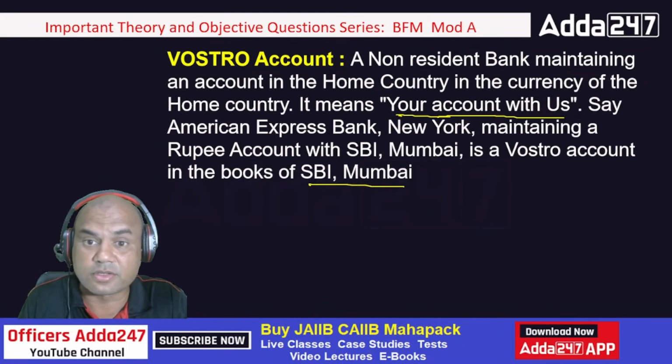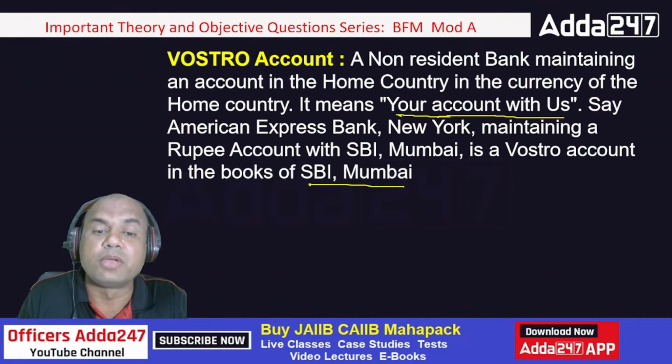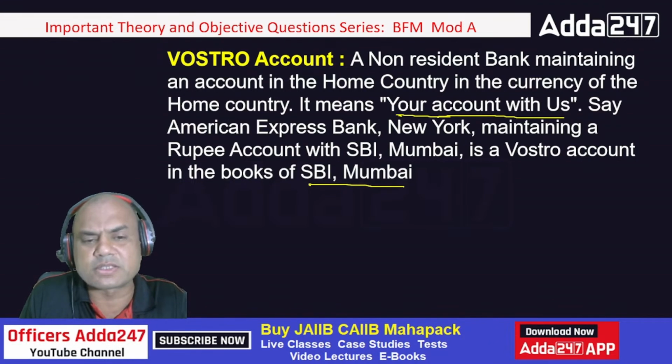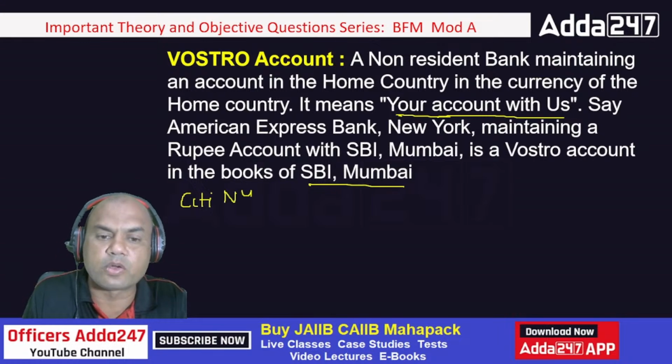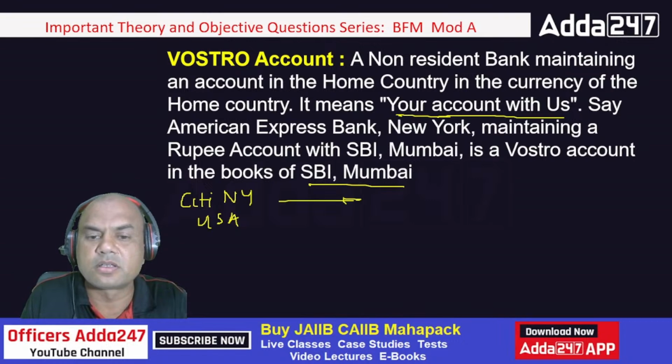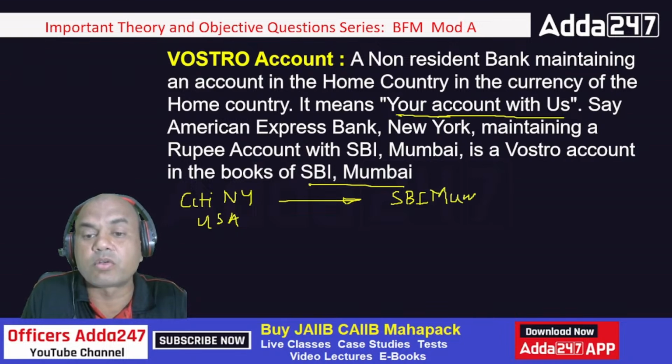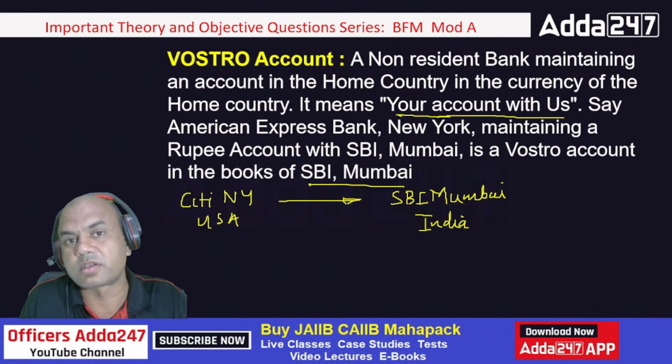This is very important. Same example again: Citibank, New York, USA, is maintaining this account with SBI Mumbai. All the banks in the world maintain accounts with each other, because everyone has to do business with each other, right? So SBI is maintaining the account over here.